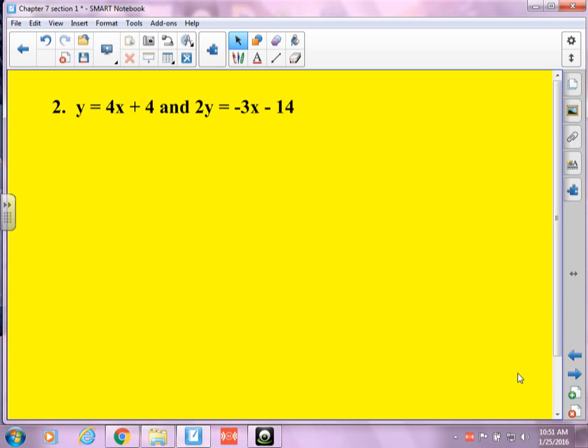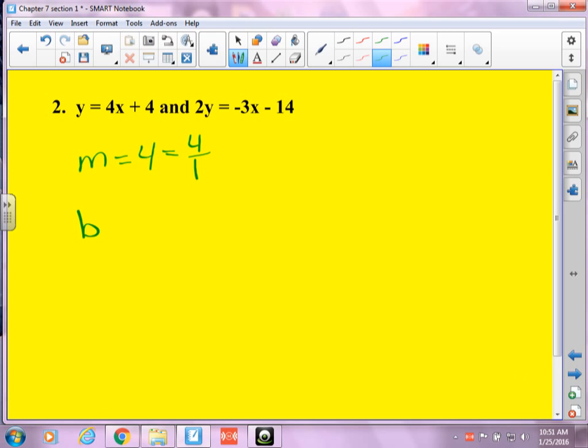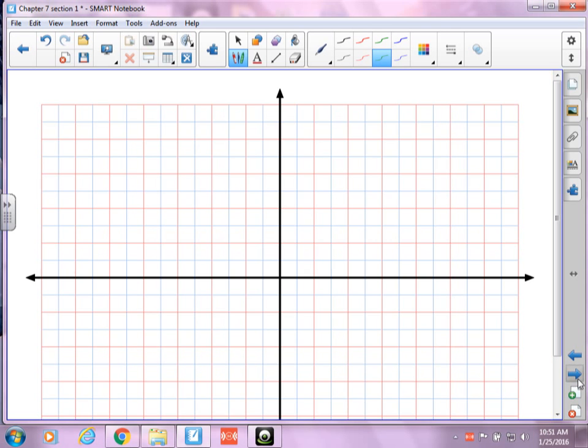First equation. Do I need to get in slope-intercept form? Why? It's already there. What's my M? 4 or 4 over 1, and my B is 4. Super easy, right? And then I go to my graph. What do I start at? 4, and how do I move it? Up. 1, 2, 3, 4, and right 1.